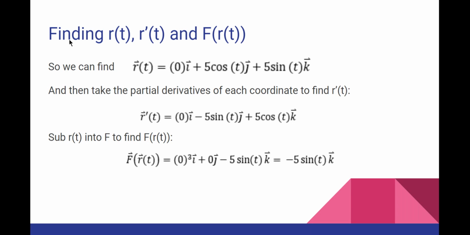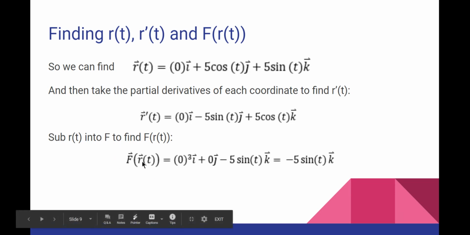Next, we have the equation r(t) equal to 0i, 5 cos t for j, and 5 sin t for k. We can take the partial derivatives with each coordinate to get 0i minus 5 sin t for j, plus 5 cos t for k. Now when we substitute the coordinates into our vector field F, we have 0i, 0j, and negative 5 sin t for k, which leaves us with negative 5 sin t in the k.